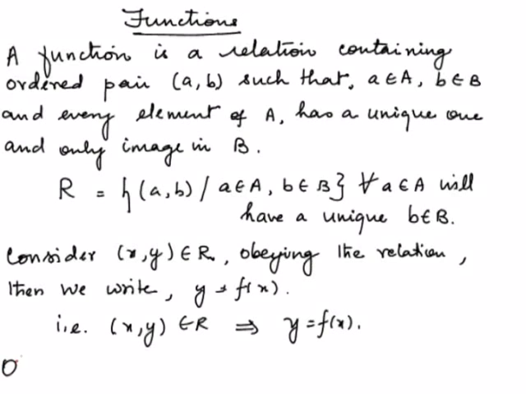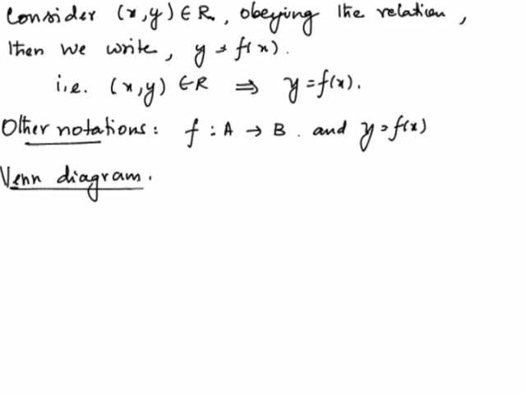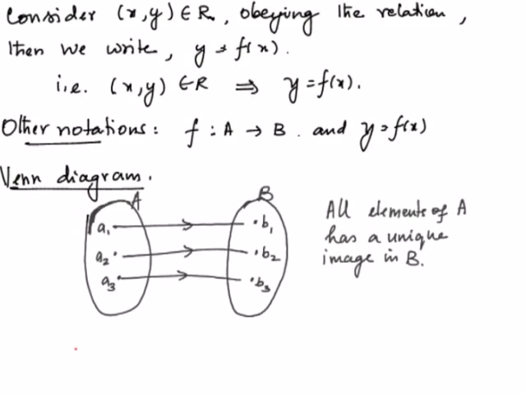What are the other notations for functions? How do we represent them? The other notations are f is a function from A to B, and y is equal to f of x. Having seen the other notations, how do we represent a function using the Venn diagram? The Venn diagrammatic representation is as follows.